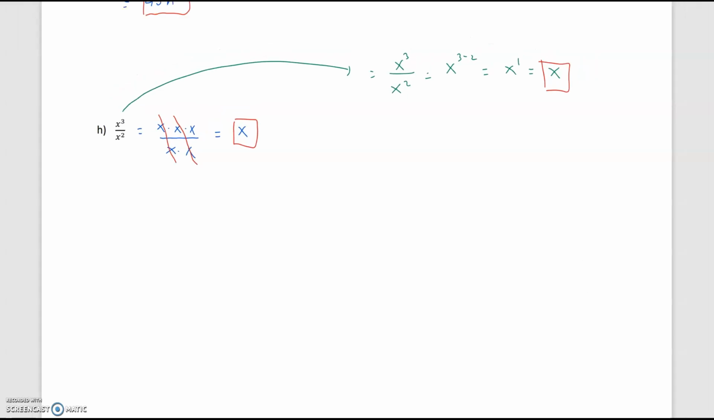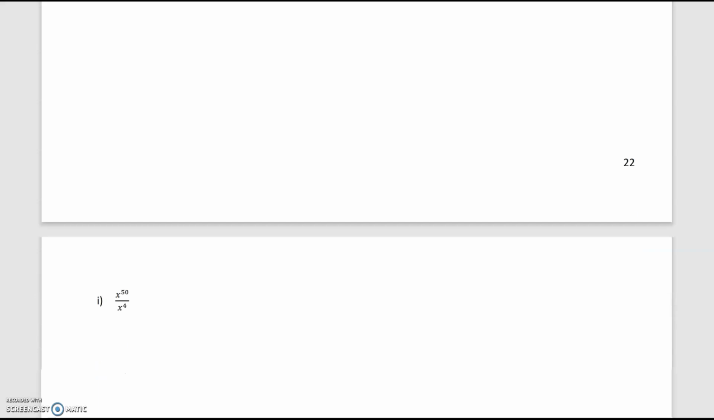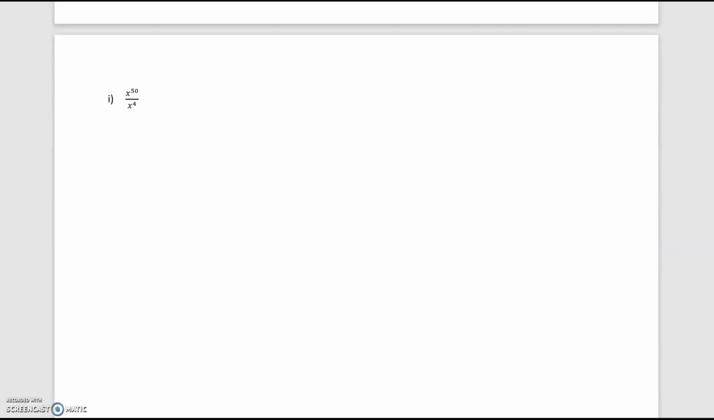Let's move on to the next one. And then I'll apply the formula. In this case, I'm just going to illustrate the formula in one step. So this is equal to x to the 50 minus 4, or x to the 46. And that's it. I'm just showing one step to show that the formula was applied. That's it for I. Let's move on to J.